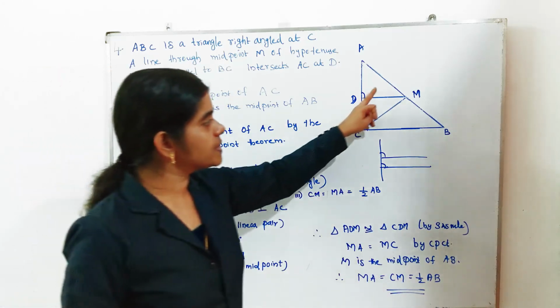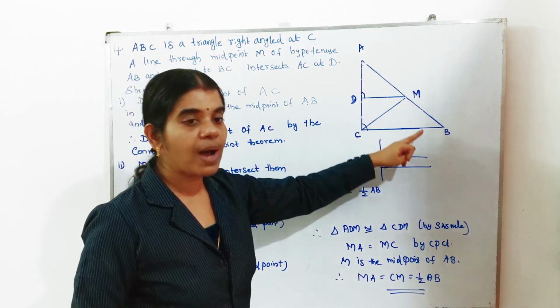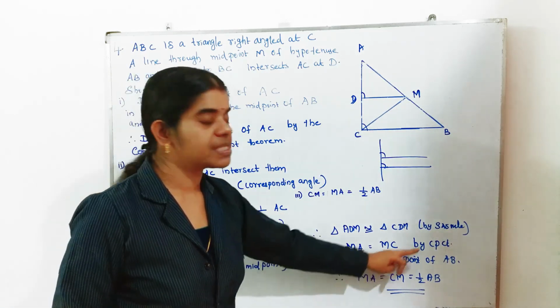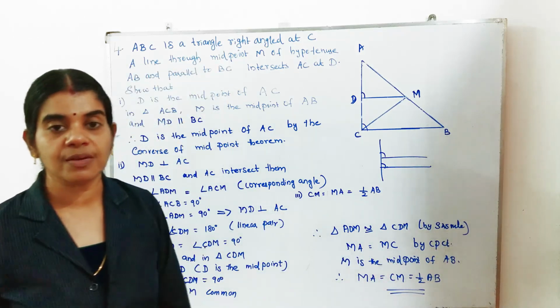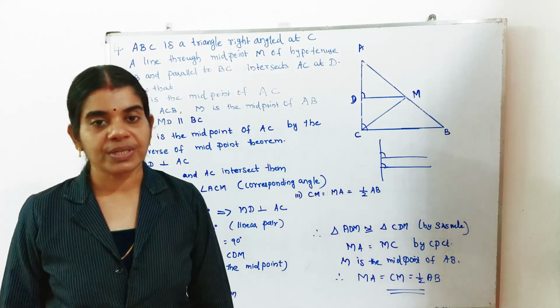Then you already know that M is the midpoint of AB. So AM is equal to half AB. So we can write AM is equal to CM is equal to half AB. This is our proof. Okay children, we can meet in the next class.